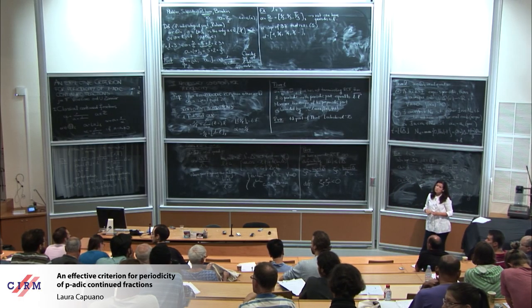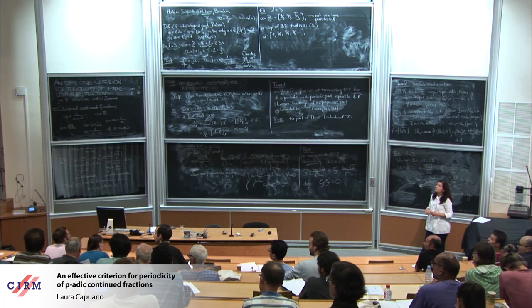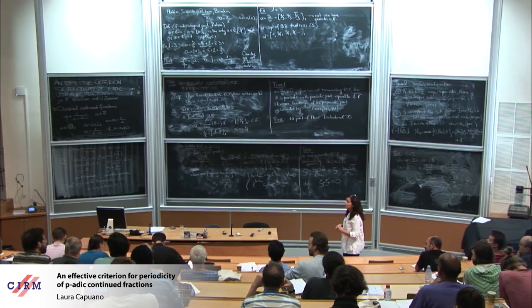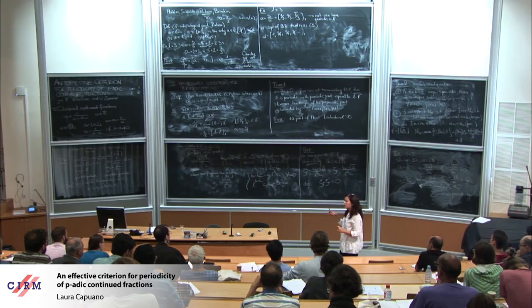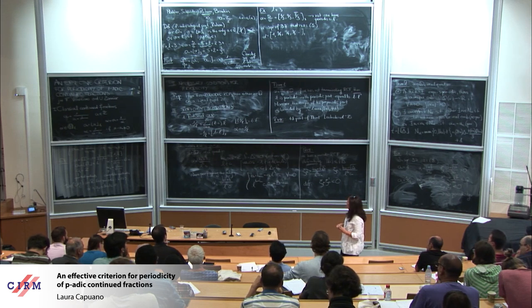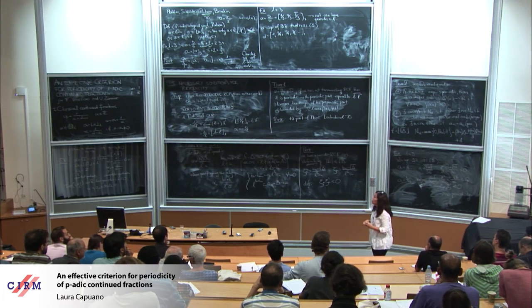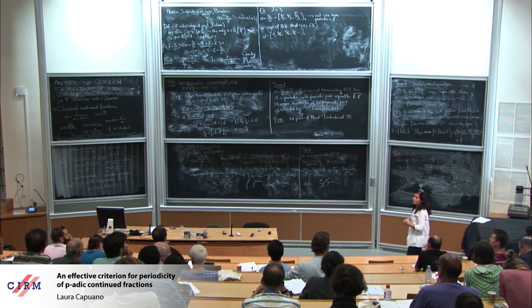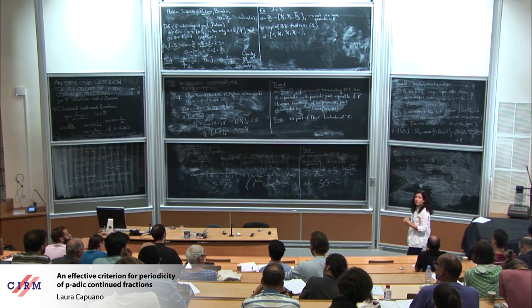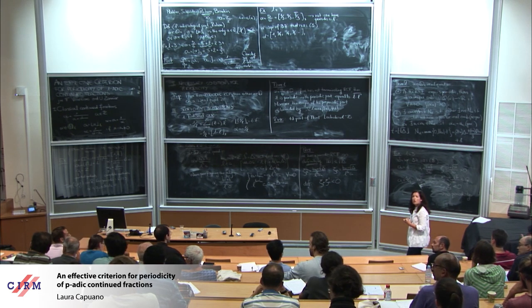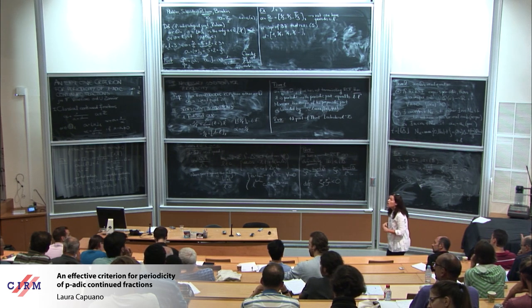Other questions? You said that the PN over QN converges to alpha, and what is the rate of convergence? It is an exponential rate in L to something. In index or in size? In size. Yes, I remember this is an exponential rate. Is it the same quality as for the real continued fraction? Yeah.